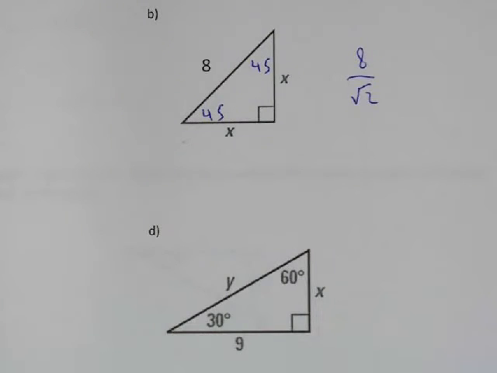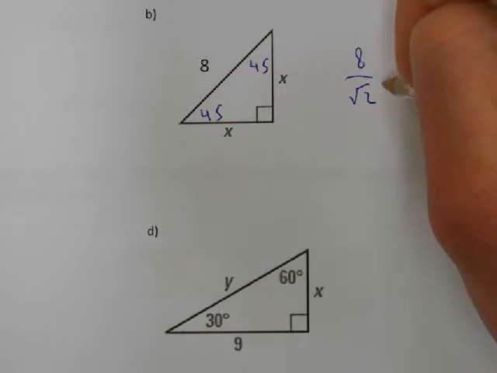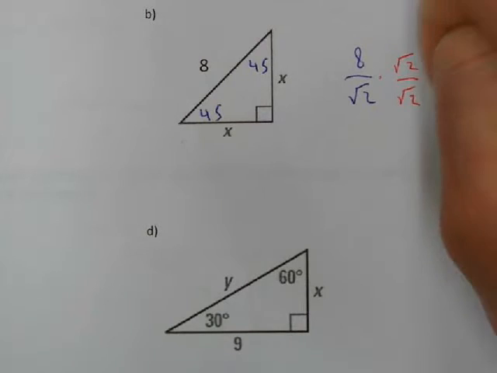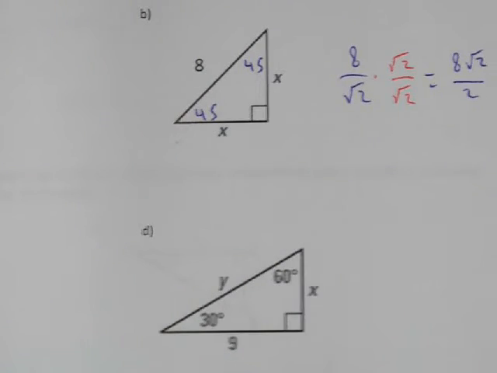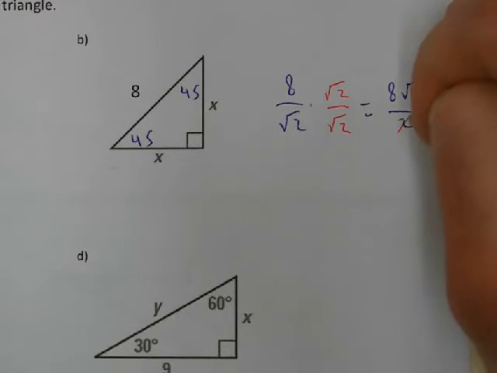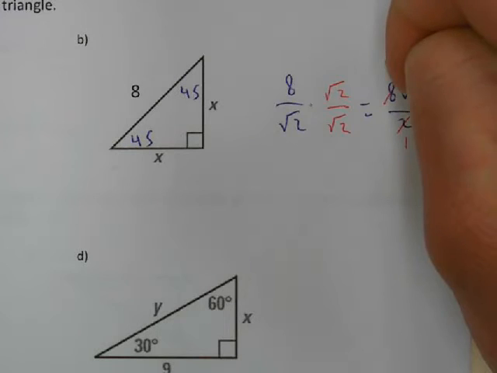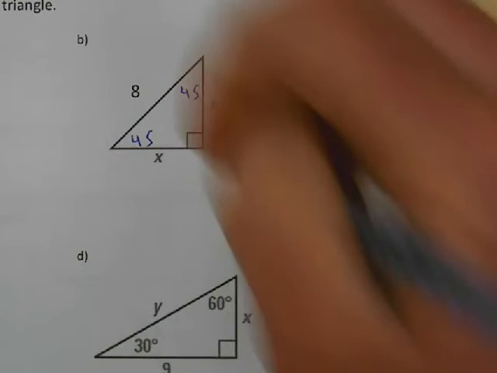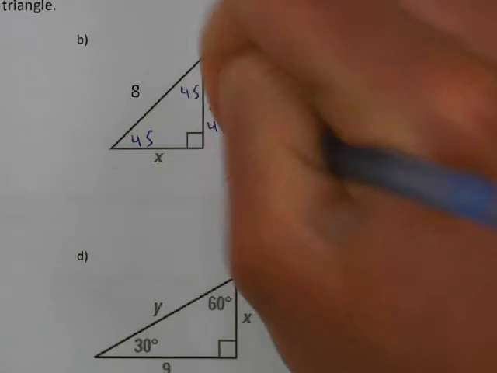All right, let's see. We just want to simplify that. I can't have a radical in the denominator, so we want to multiply by root 2 over root 2, which gives me 8 root 2 over 2. And then I can reduce that. Divide this by 2, divide that by 2, and we get 4 root 2. Okay, well then both of my legs are 4 root 2.